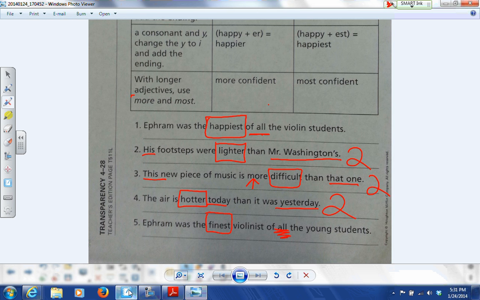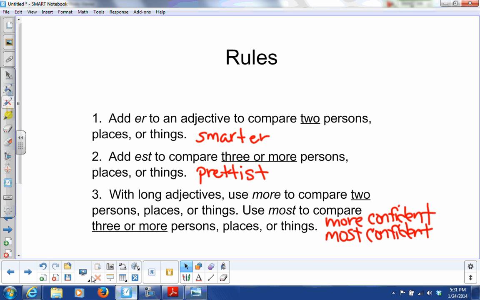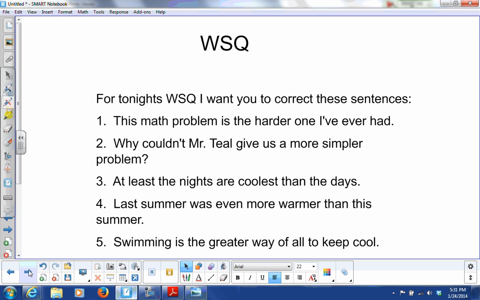So let's look at our WSQ for tonight. All right, so for tonight's WSQ, I want you to correct these 5 sentences. You don't have to rewrite the sentences in your notebook. Just write number 1 and write it how it's supposed to be. This math problem is the harder one I've ever had. That's not correct. Write the correct one in your notebook and do that for all 5.